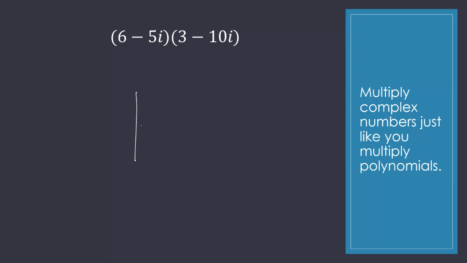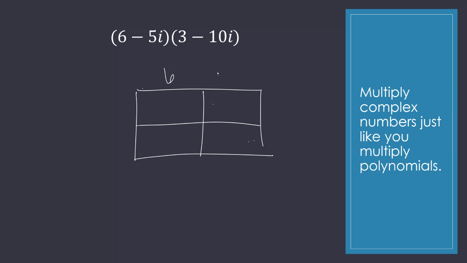Let's try one more here. So we've got 6 minus 5i, and we're going to multiply that by 3 minus 10i. Again, I would pause the video here, go through this yourself, and then play it again so that you can see how your work looks compared to mine, and make sure that you're understanding how to do this on your own.